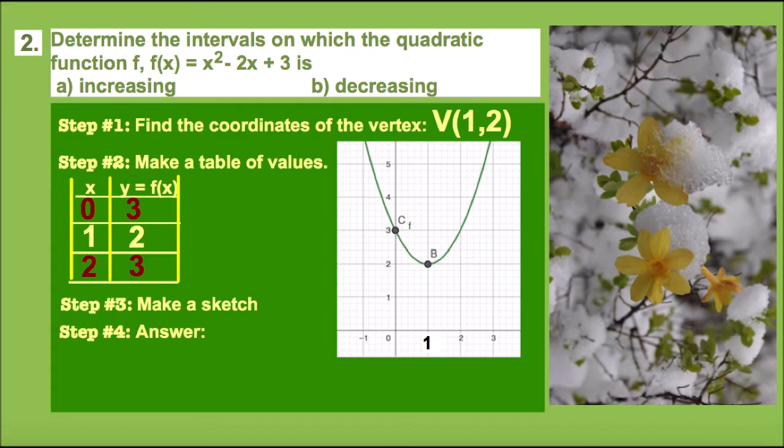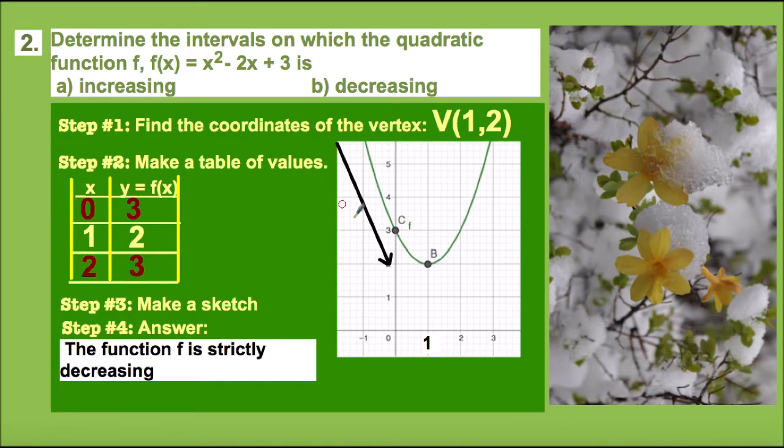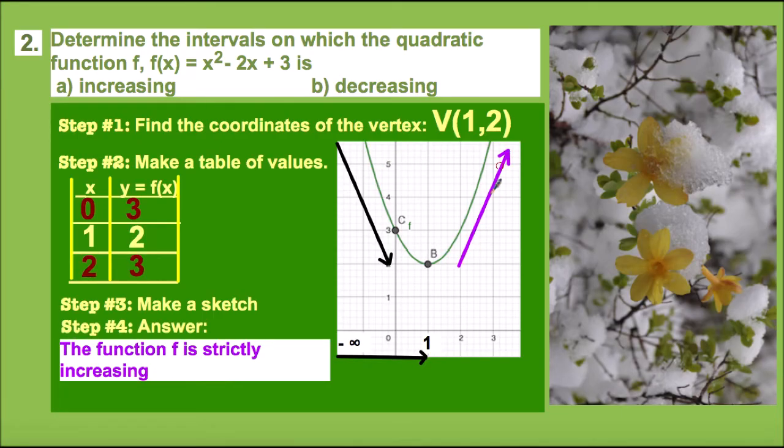Step 4, our answer. The function f is strictly decreasing on open interval (-∞, 1). The function f is strictly increasing on open interval (1, ∞).